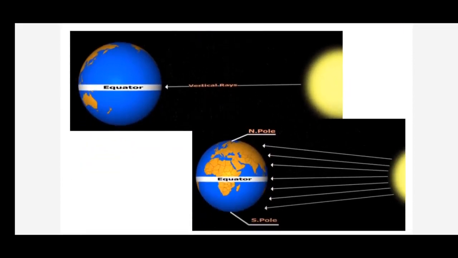You can see the equator is receiving the vertical rays, and if you go towards the poles, the rays are slanting.